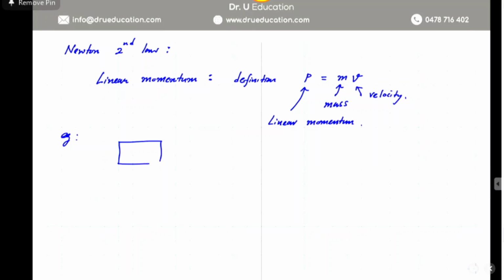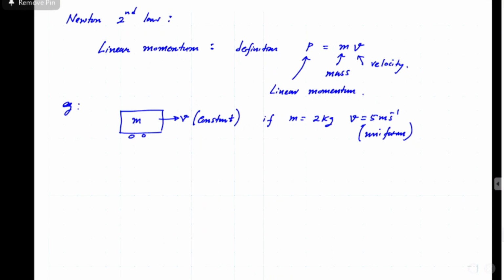Suppose this vehicle has mass m and has a velocity here, and that velocity is a constant velocity, right? So if m is equal to 2 kilograms and v is equal to 5 m s^-1, which is a uniform velocity. Uniform means it's constant throughout the motion. So if that happens, it keeps going with velocity v. It's a constant. So what would be the momentum?